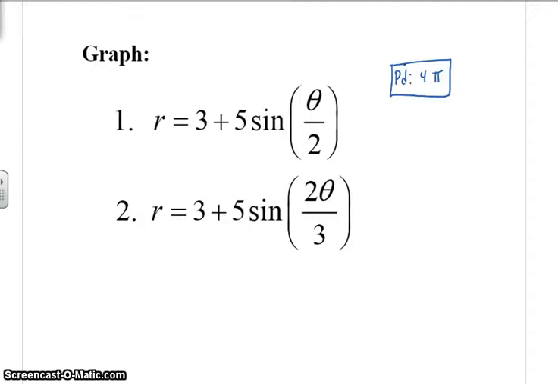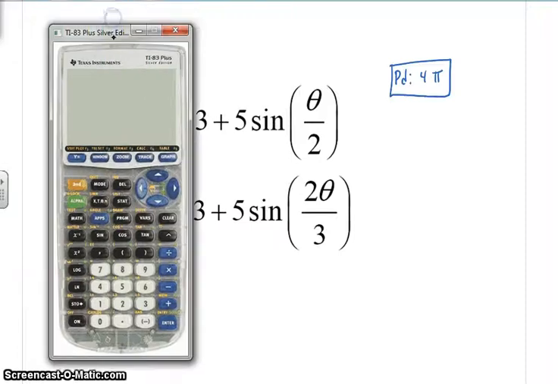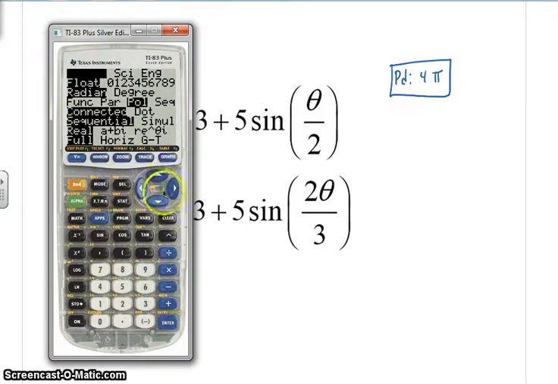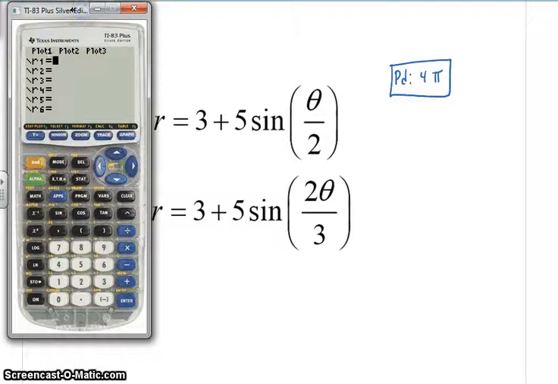So in the calculator, first of all, I'm going to make sure I'm in the right mode, which I already set to polar mode. I'm in radians, that's what I want. I'll just leave the window as it is, and I'm just going to type in what we're looking at: 3 plus 5 sine of theta over 2. Okay, and we're going to graph it. And there it is. Nice. We've seen that before. Looks like a butt.